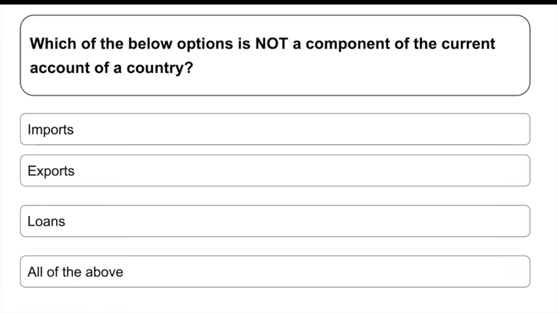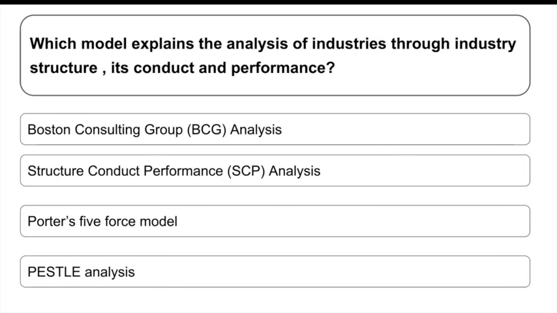Next question. Which of the below options is not a component of the current account of a country? Options are A, imports, B, exports, C, loans, D, all of the above. So friends, you have to understand, for a country there are two accounts. One is the current account and the second is the capital account. Imports and exports do fall under the current account, whereas loans don't fall under the current account, they fall under the capital account. So the correct answer is loans. Going to the next question.